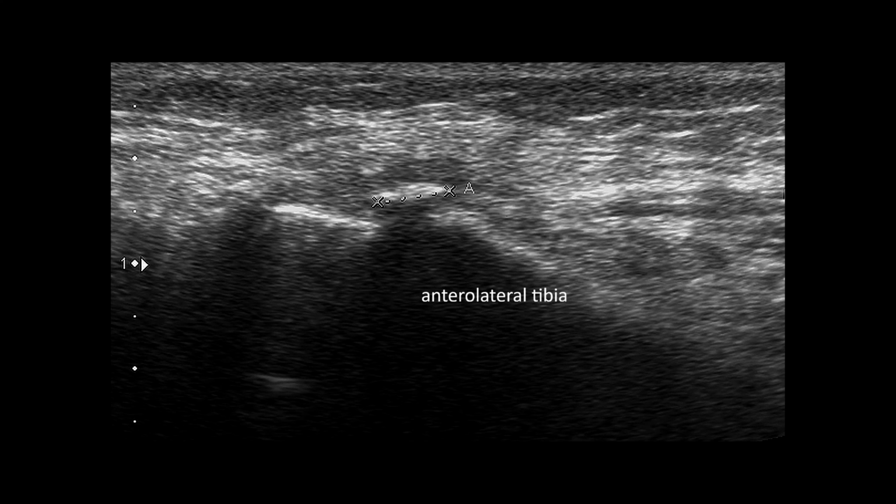Segond fractures are classically considered pathognomonic for anterior cruciate ligament rupture and should immediately raise suspicion of associated ACL damage. Careful evaluation of the lateral tibial cortex is therefore essential in acute knee trauma.